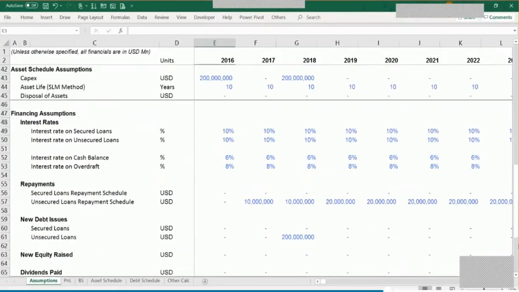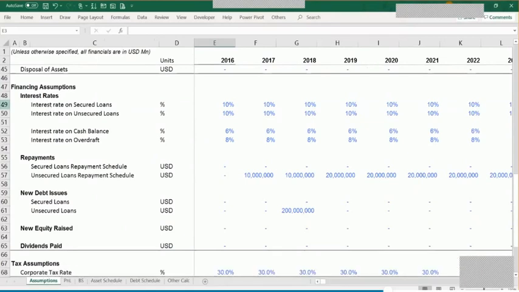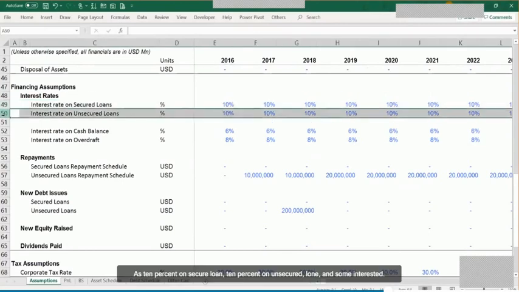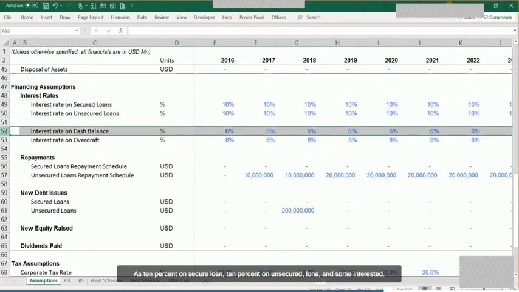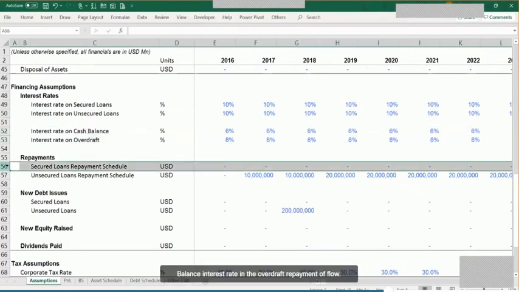As I said, in the input tab, you will keep on working on it to include as much information as you can. I just want to show you a couple of items related to the financing structure, or the funding structure. You see here, you've got the interest rate as 10% on secured loan, 10% on unsecured loan, and some interest rate on the cash balance, and interest rate on the overdraft. Repayment of loan is also given here in row number 56, 57, etc.